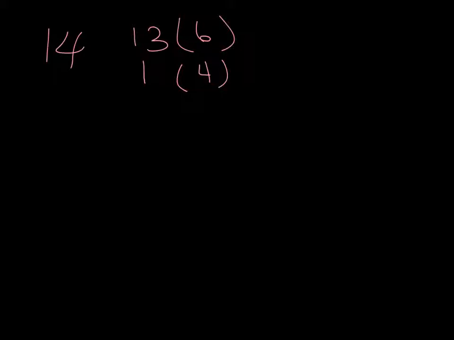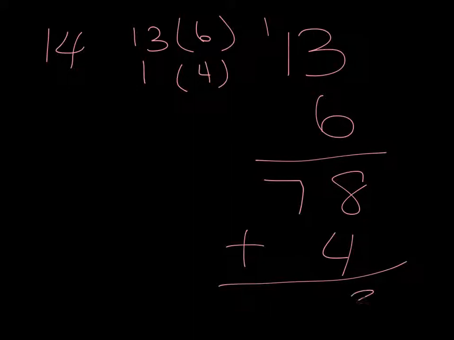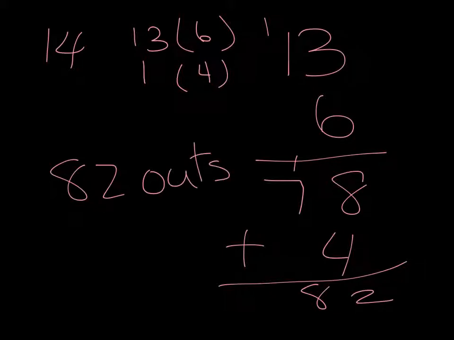So I could do 13 times 6, figure out what that is. 6 times 3 is 18, 8 carry the 1, 6 times 1 is 6, plus 1 more is 7, so 78. And then we have to add on to that the 4 outs from the last inning, which makes that a total of 82 outs in the whole game.